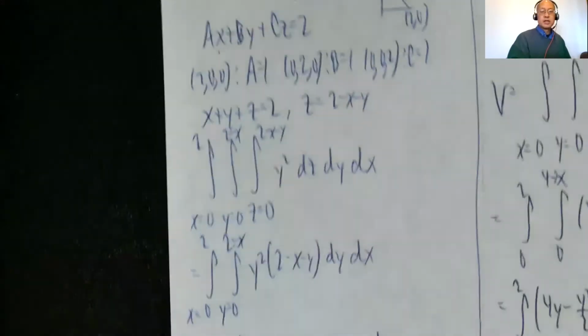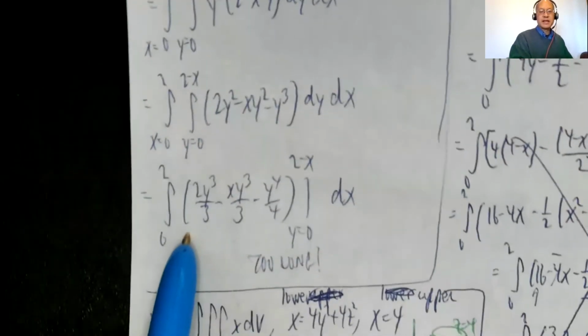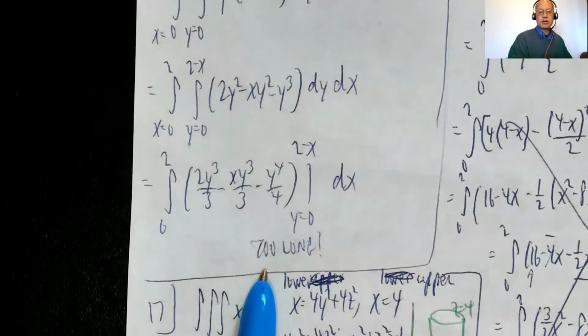Okay, I decided to skip 15 because it turns out to be long. I mean, it's doable, but it's just really long, so I decided to skip it just to show you what it's about. It's a nice problem, but you end up integrating a mess like this, and it just got too long, so I said, forget it.